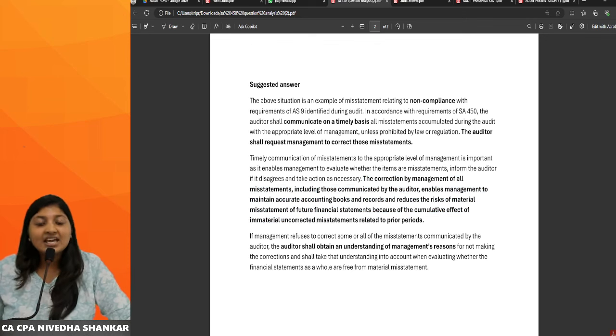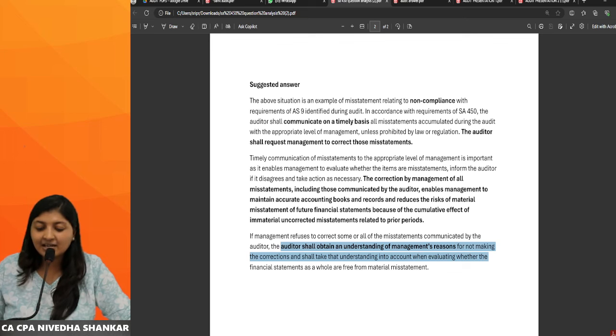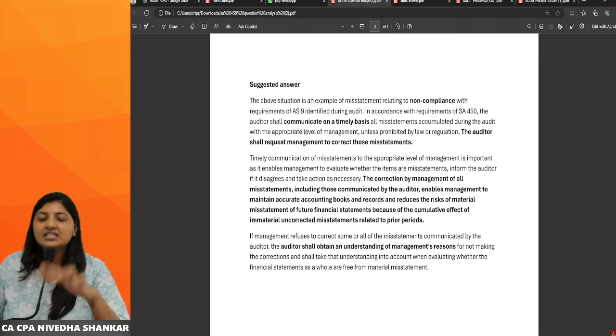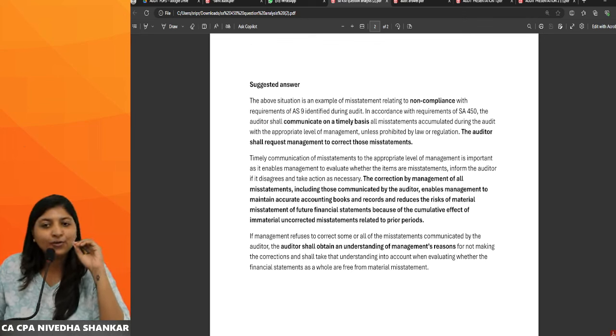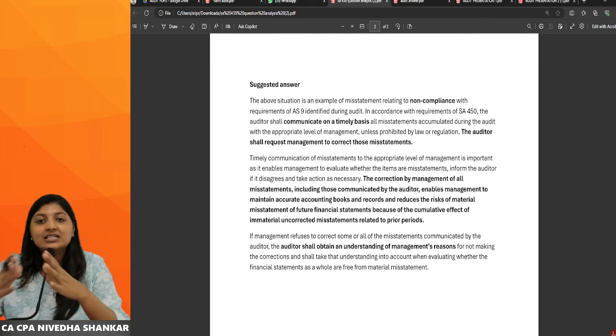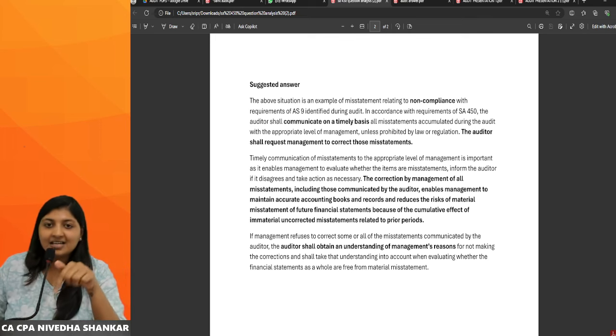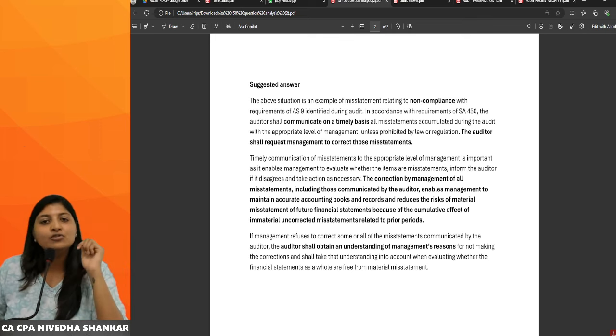And the last, if management is not correcting, the auditor shall obtain an understanding of the management's reasons for not making the corrections and shall take that understanding into account while evaluating whether the financial statements as a whole are free from material misstatement. That is the answer. What they have asked is obtaining the management's reasons. If you remember in class also I told you, if they have not corrected it, then the auditor will go and ask, please give me the reasons. Do you remember that? Yes? So that is the conclusion for this question and not SA 705.